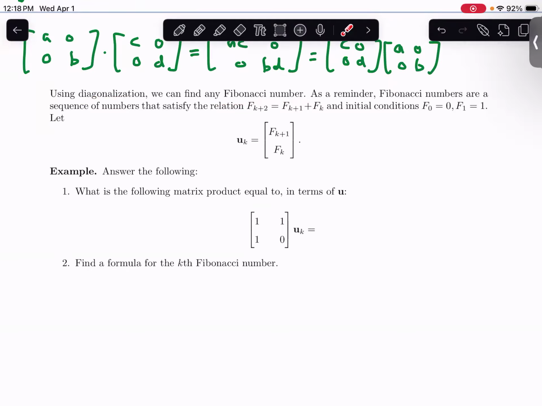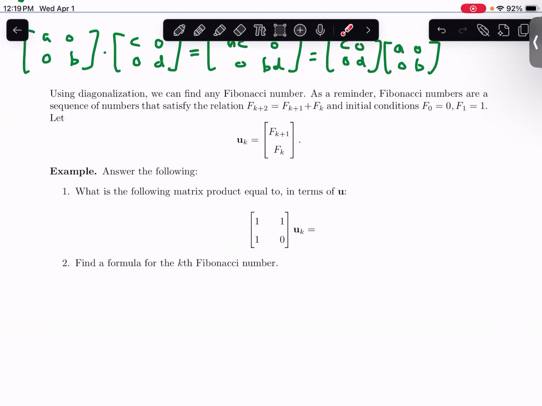Just as a reminder, the Fibonacci numbers are a sequence of numbers defined recursively: the k plus 2 Fibonacci number ends up being equal to the sum of the two previous terms. So if you wanted to find the third Fibonacci number, it would be the second plus the first. And you're given the initial conditions where the 0th Fibonacci number is 0, and the first is equal to 1.